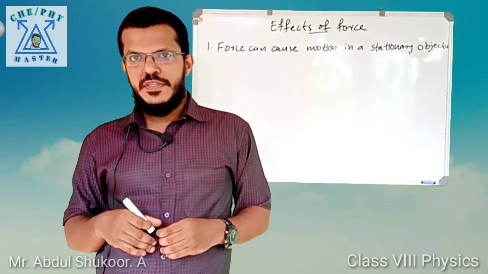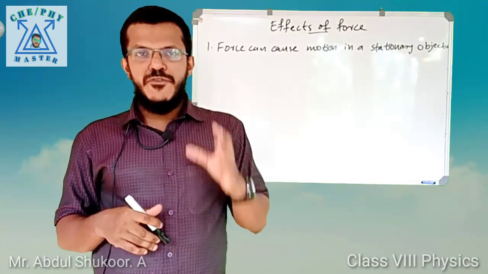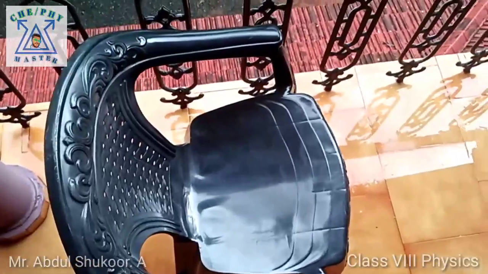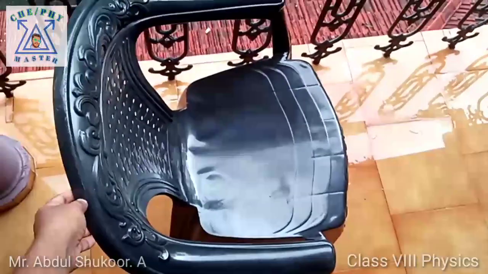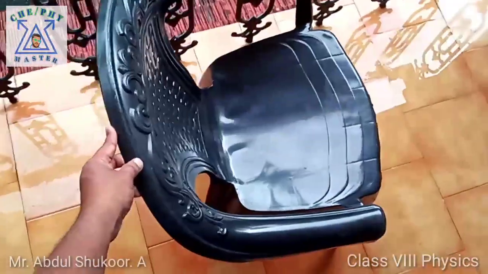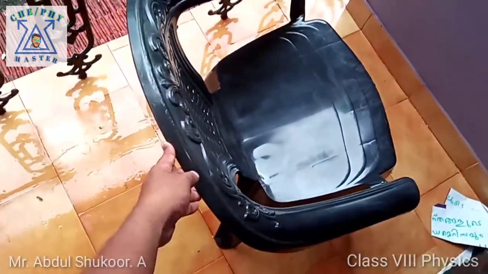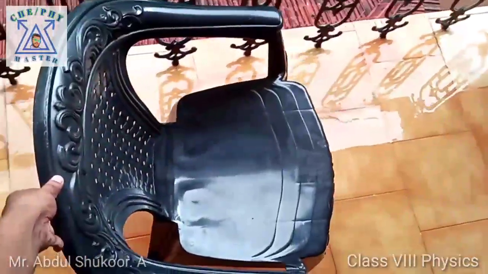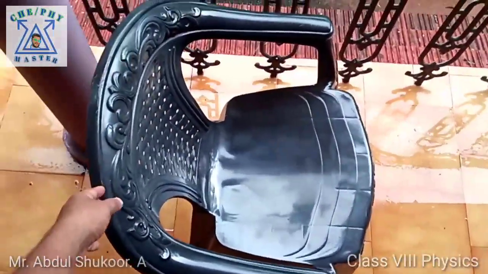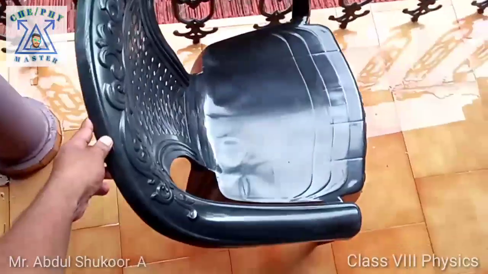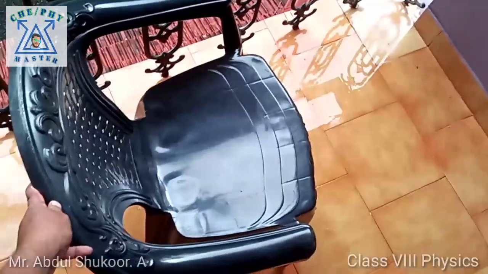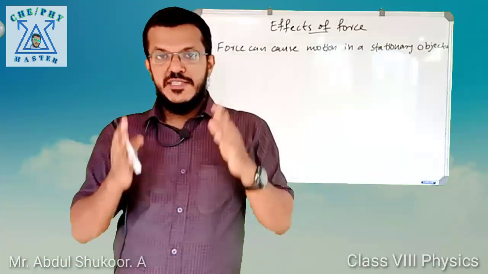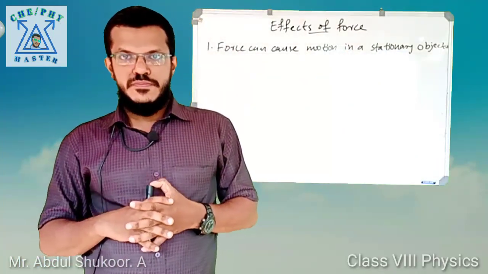Another case: if you are applying a force on a chair, in the first situation the chair is at rest. If you apply a force on the chair, then the chair will move. In that case, we can say that force can change a body's state of rest into a state of motion. That is, force can cause motion in a stationary object.